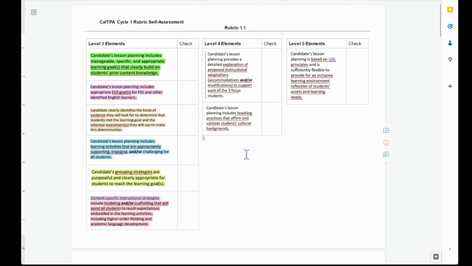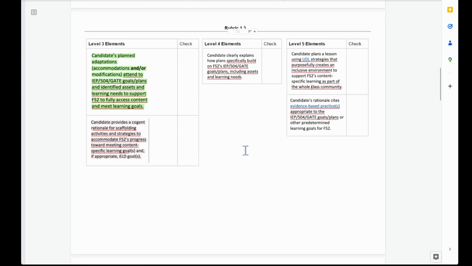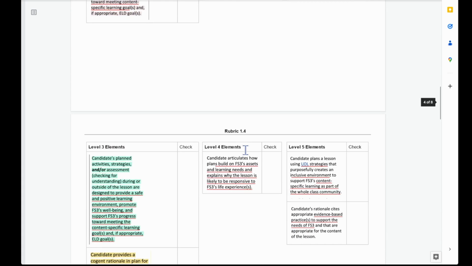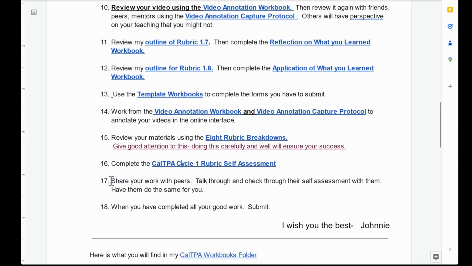So this is Rubric 1.1. You see Rubric 1.2, all the necessary elements in level 4 and 5. Level 1.3, necessary elements in level 4 and level 5. Use this to check your work. So one important thing is share your work with peers. Talk through and check through their self-assessment with them. Have them do the same for you. Get support from peers. Don't do this alone.